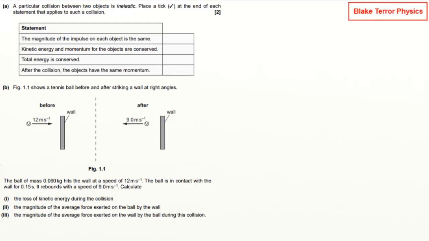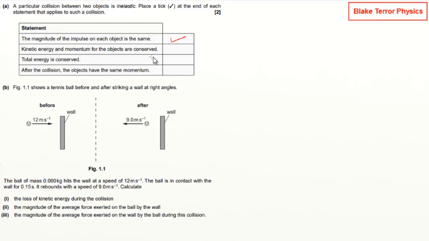All right, two to go. A particular collision between two objects is inelastic. Place a tick at the end of each statement that applies to such a collision. Is the magnitude of the impulse on each object the same? Yes, it will be. That's to do with Newton's third law, as we saw earlier. You've got the same collision time for each object because they're participating in the same collision, and they've got equal and opposite forces, so you've got equal and opposite impulses.